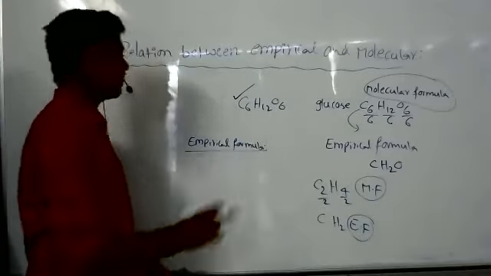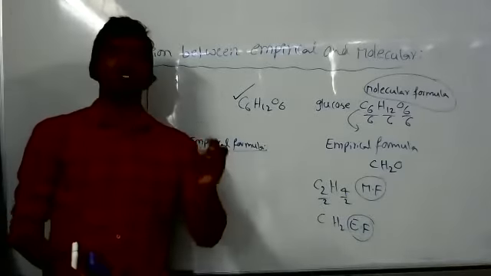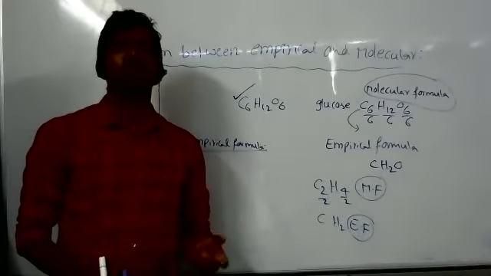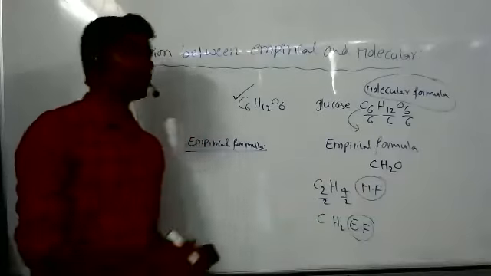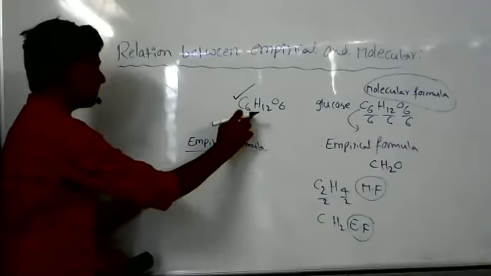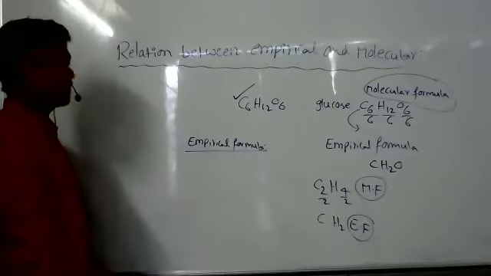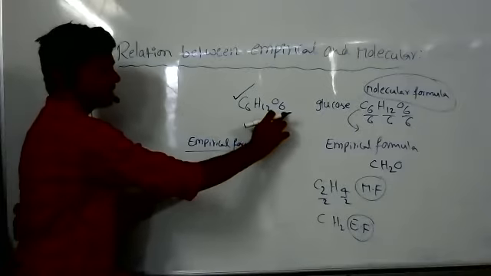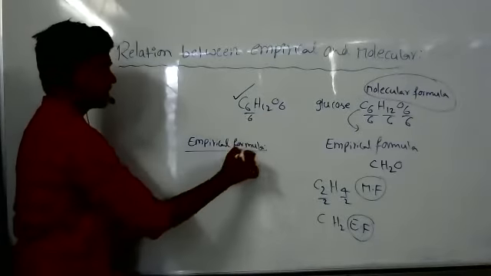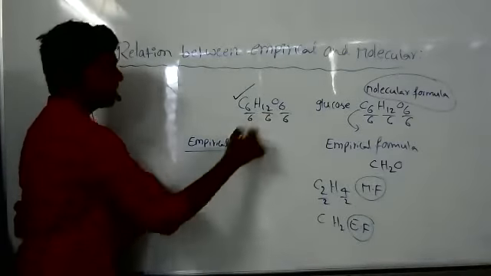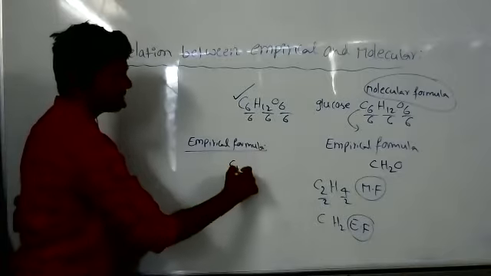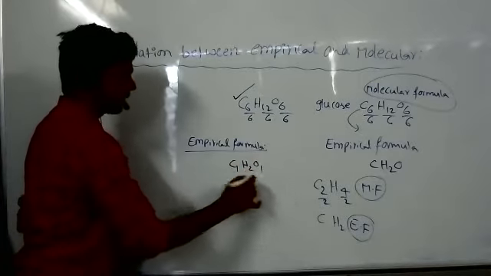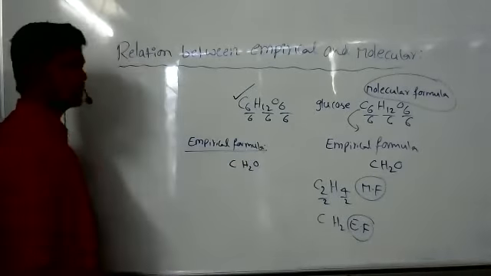Empirical formula tells the simplest whole number ratio of atoms of various elements present in a molecule. So, what is the simplest ratio of this formula? Here 6, 12, 6 is there. So, divide by one number, 6. Only the ratio has to be calculated here. So, it becomes C1 H2 O1. The 1 is not mandatory to show. CH2O.